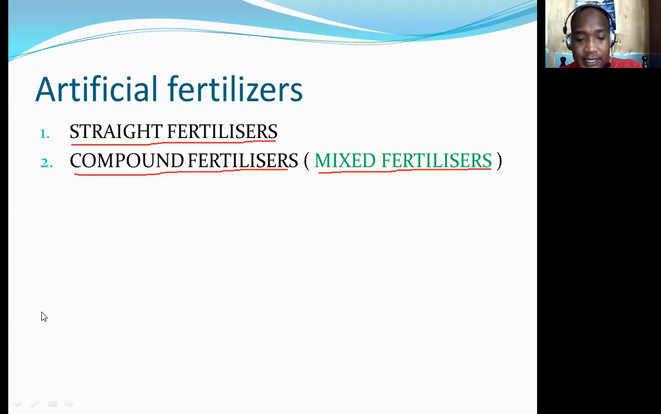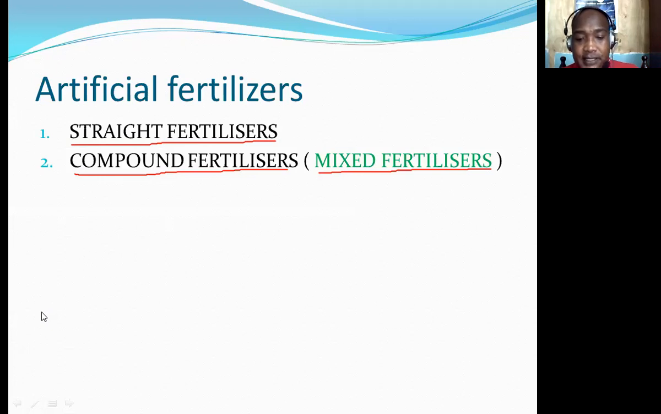Examples of compound fertilizers: one, we have nitrogen, phosphorus, and potassium. In short, we call them NPK. It is the initials. N stands for nitrogen, P stands for phosphorus, and K stands for potassium.